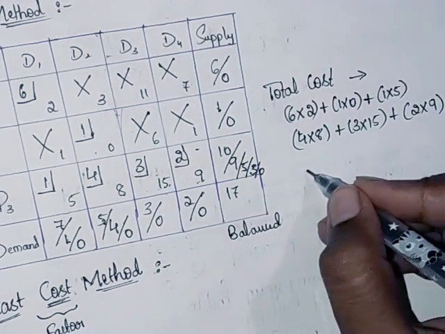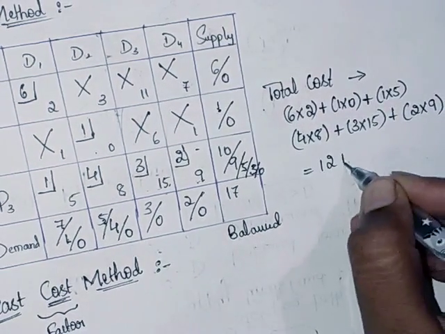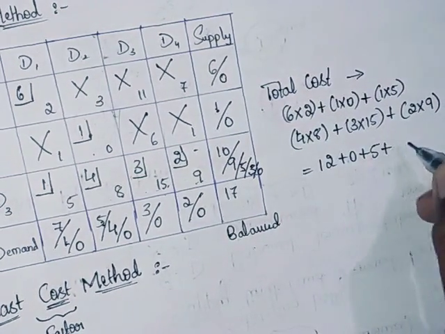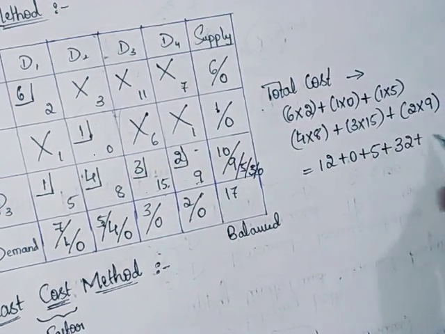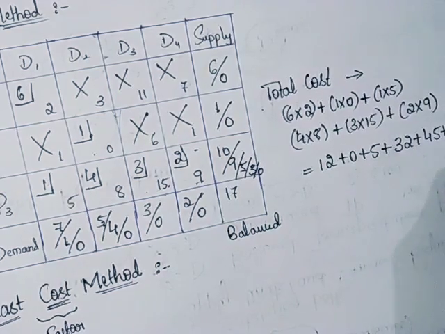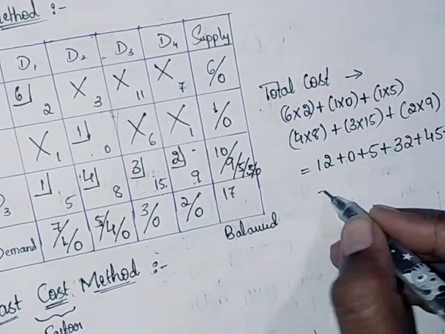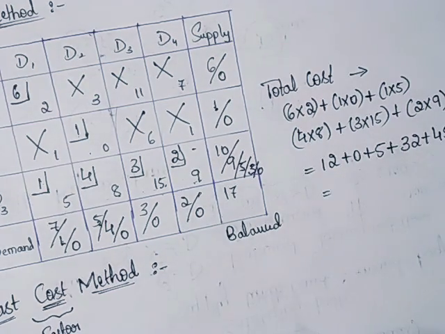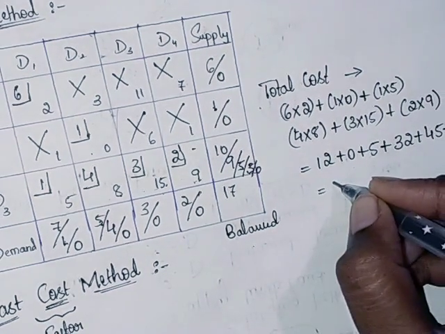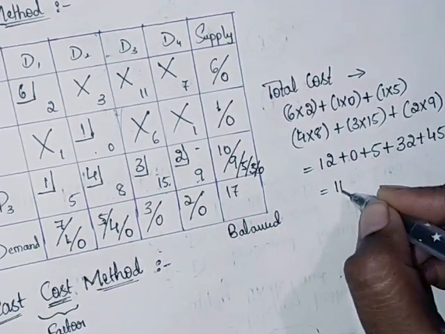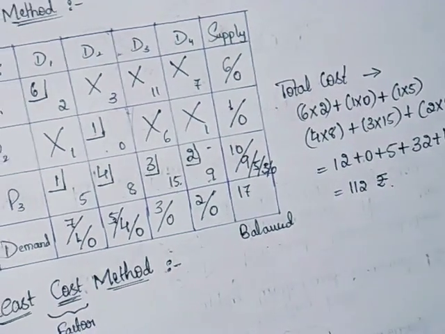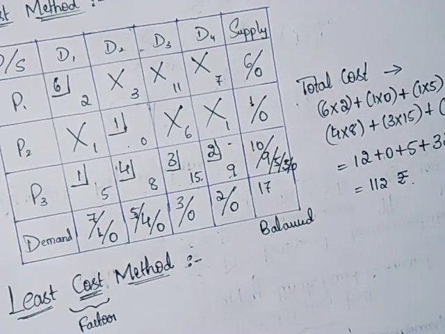Now let us find the total cost: 12 plus 0 plus 5 plus 32 plus 45 plus 18. So how much would be the total cost? The total cost will be 112 rupees. In this way we allocate the units under the least cost method.